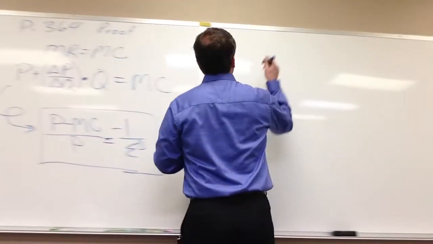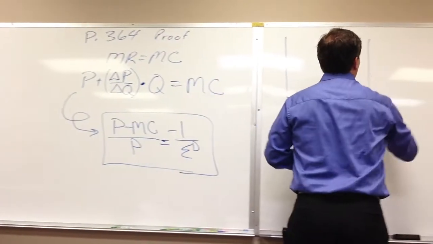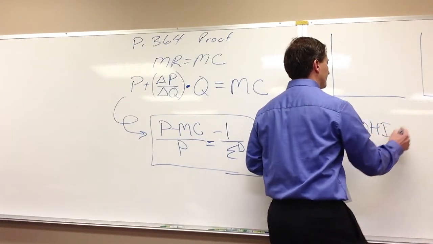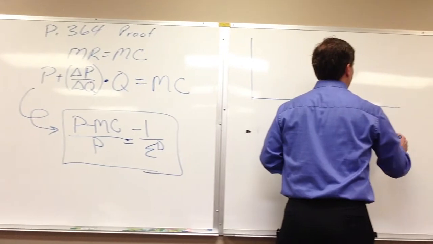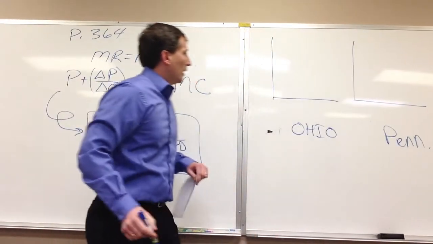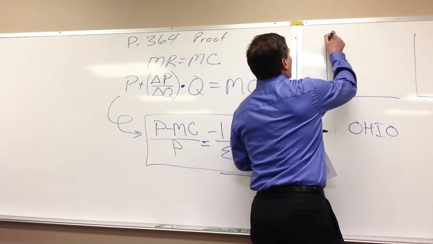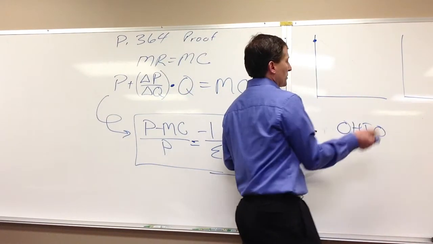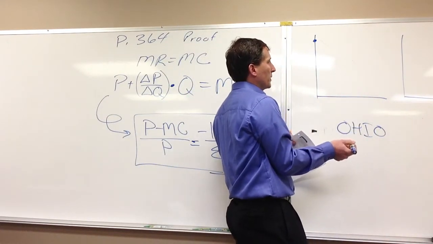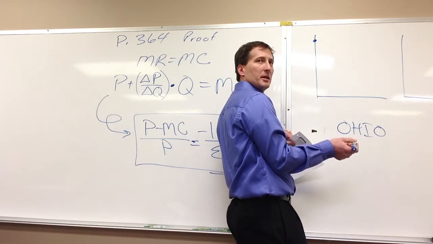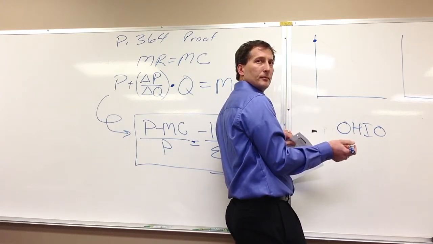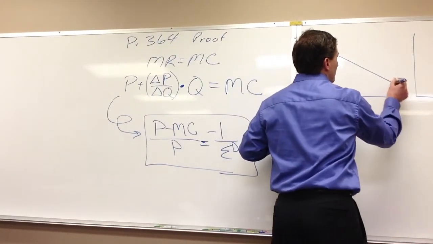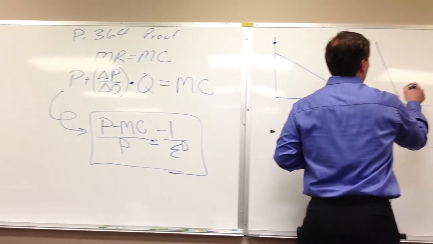Yes. So if we're drawing Ohio and Pennsylvania, and we think about a demand curve, one of them's going to be steeper and which one's going to be flatter, and which is which? Which one's flatter, which one's steeper? Steeper. So let me just be a little obnoxious about it and say that that's demand curves.